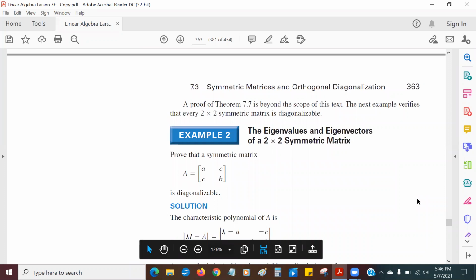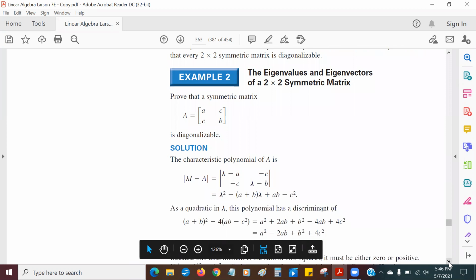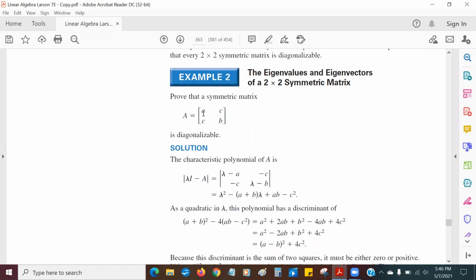So we want to prove that if you have a 2 by 2 symmetric matrix, it's going to look something like this: A and B on the main diagonal, which can be different numbers or the same, it doesn't matter. And then across the other sides, you're going to have the same number, because this way A transpose and A are the same thing. So if you have a matrix of this form, where it's A, C and then C, B, with the same C here and there, it is diagonalizable. So how do we show this?